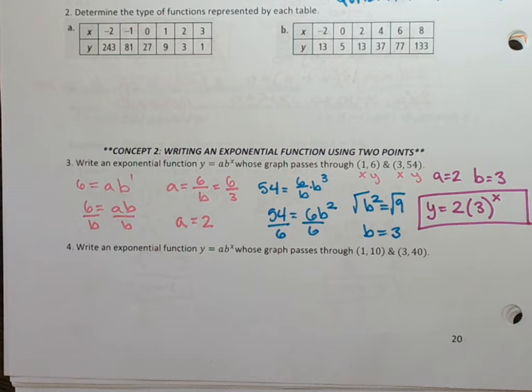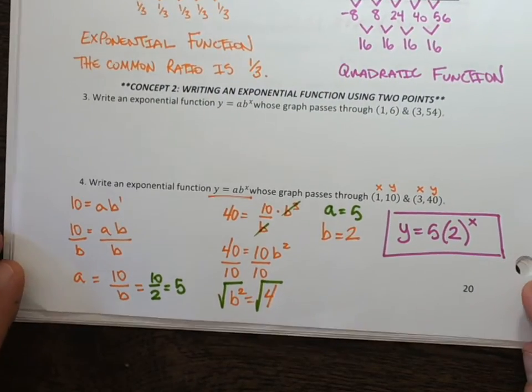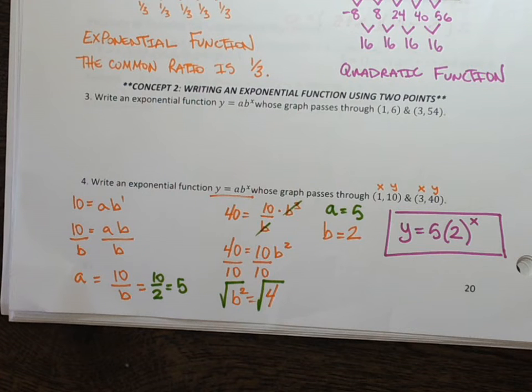I'm going to solve for a and b and plug it back into the function y equals ab to the x power. And go ahead and give number 4 a try. Pause it right now. Alright, here you go. You should have y equals 5 times 2 to the x power for number 4. Alright, flip it on up, you guys. And we got really one more to go.